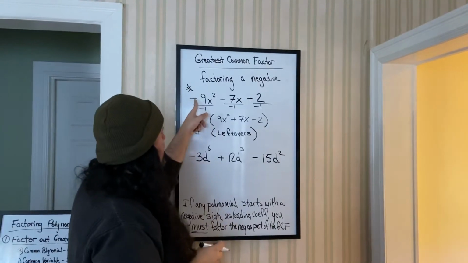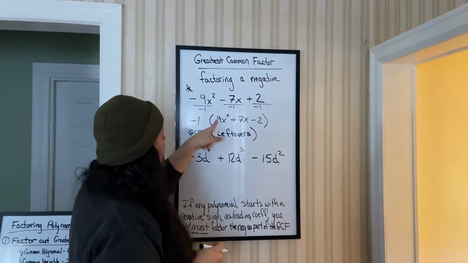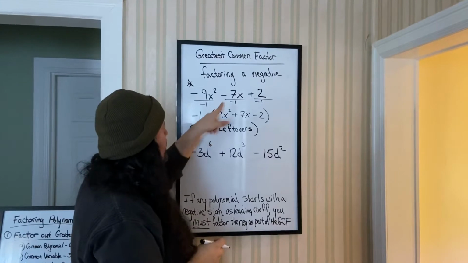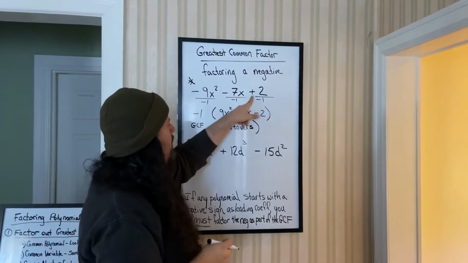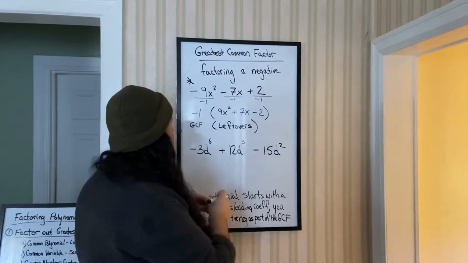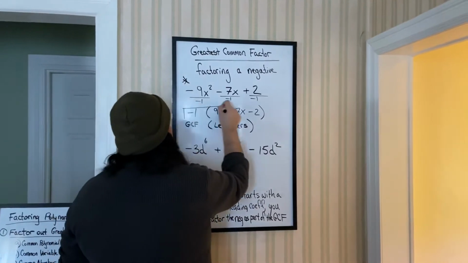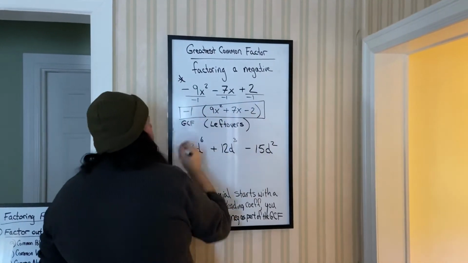Notice it's just basically the inverse, the additive inverse. Negative 1 to positive, negative 1 to positive, positive 1 to negative. This would be done factoring out your GCF.